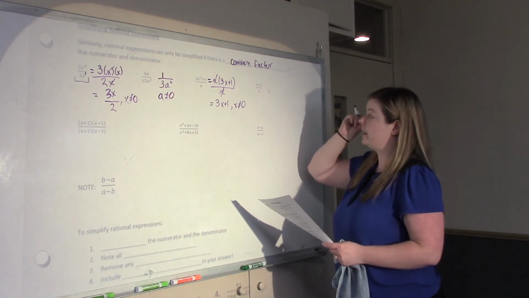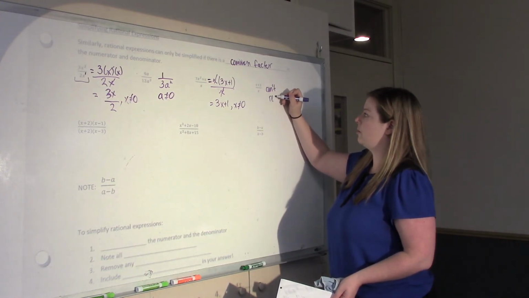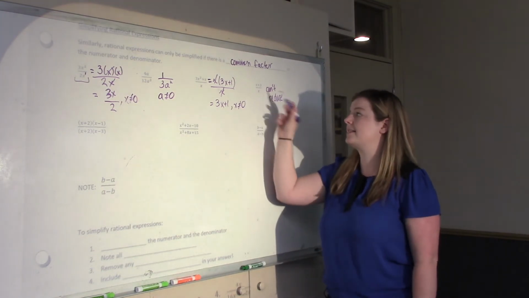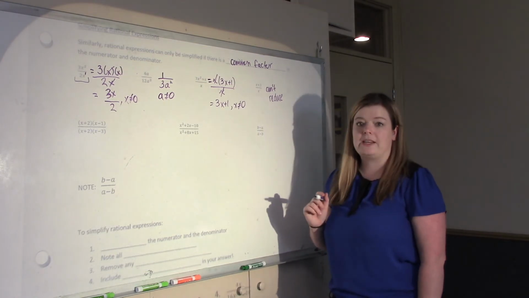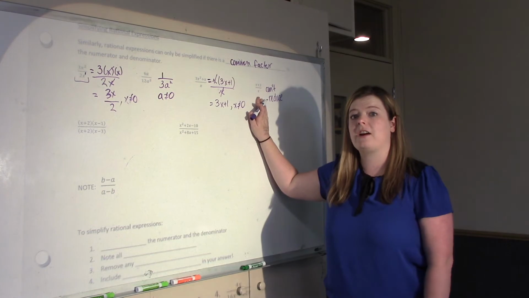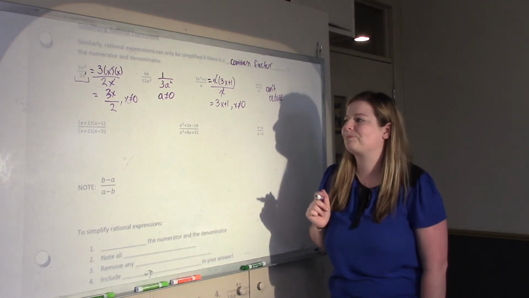This one, I put here specifically, this cannot be reduced. You cannot cross off those x's because x is not multiplied by everything on the top. It's an addition sentence, so you can't do anything with that. Be very careful with expressions like this. It's a very common mistake for students to cross off those x's. So don't let it be you.